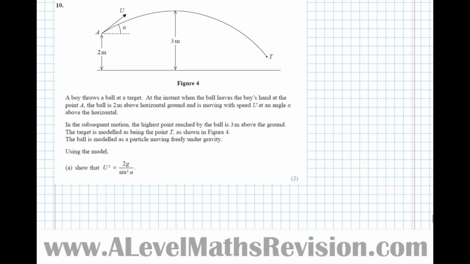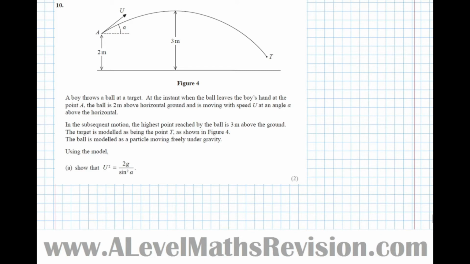So last question on the paper, question 10, and this one's on projectiles. So it says a boy throws a ball at a target. At the instant when the ball leaves the boy's hand, at the point A, the ball is 2 meters above the horizontal ground and is moving with speed u at an angle alpha above the horizontal. So we can see that in the diagram there.